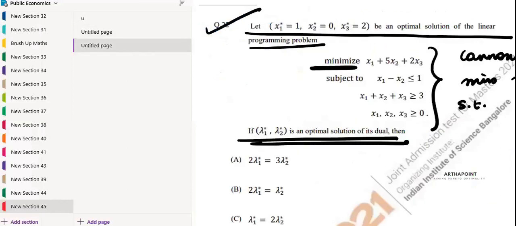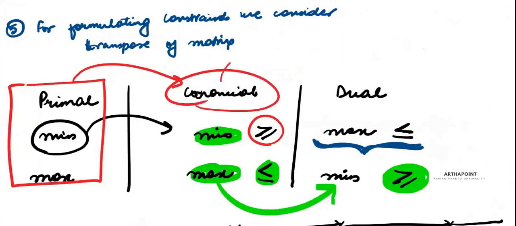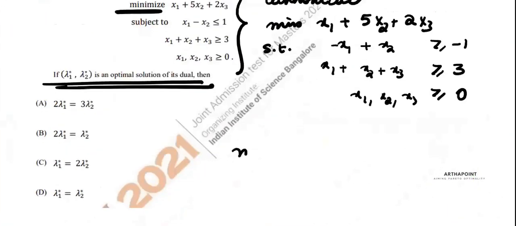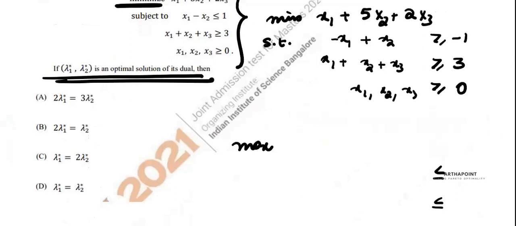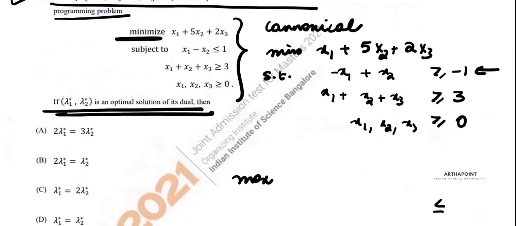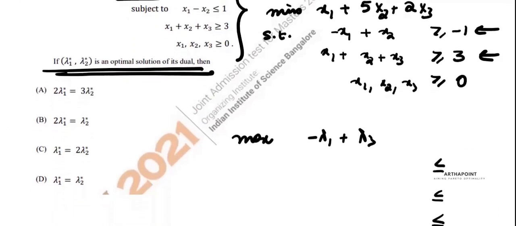Now I will form a dual of this. In order to form a dual, I'm going from my canonical to dual, which means that if it is min, I will be converting this to a max with all constraints less than or equal to. And since there are 3 variables, I am going to have 3 equations now. And since there were 2 constraints, I will have 2 variables now. So minus lambda 1 plus lambda 2. And this will become 1, 5, 2.